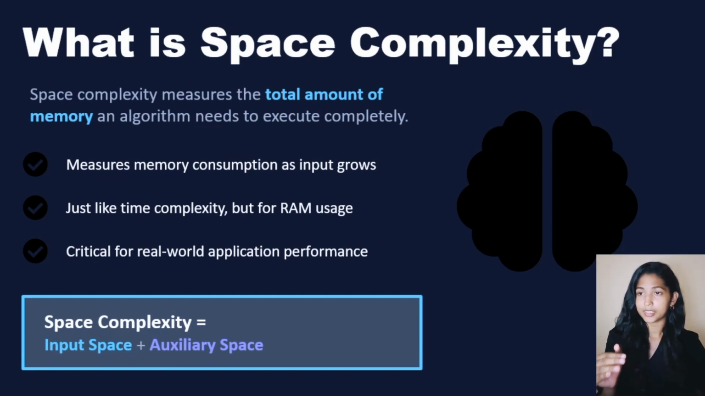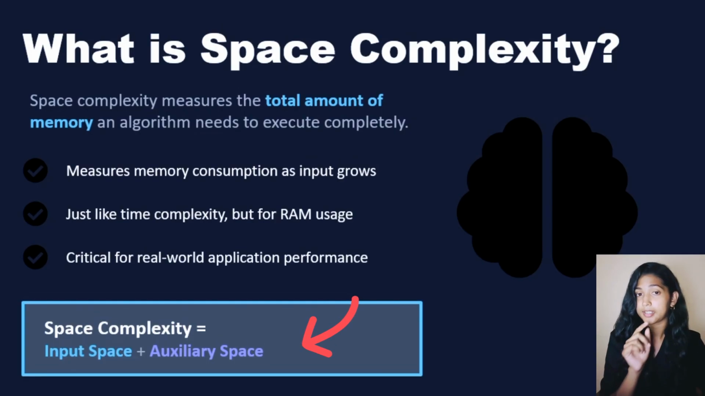Think of your computer's memory like a parking lot. Each variable, data structure or function call needs a parking spot. Space complexity tells us how many parking spots our algorithm needs as our input grows. The formula is space complexity equals input space plus auxiliary space. We will break this down shortly, but remember, we are measuring memory consumption as a function of input size.